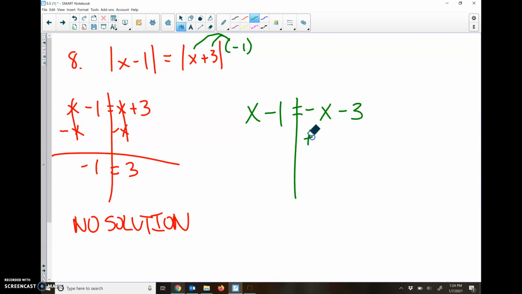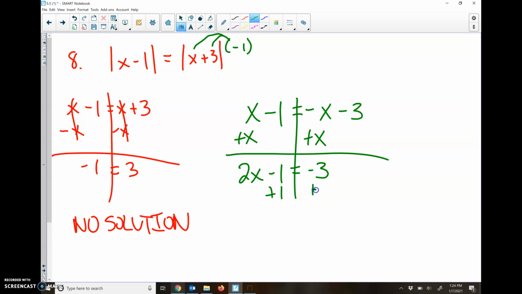So now I'm going to add x to each side. So now I have 2x minus 1 equals negative 3. So it's a minus 1, so I'm going to add 1. So I get 2x equals a negative 2. And then divide both sides by 2. And we figure out that x is negative 1.